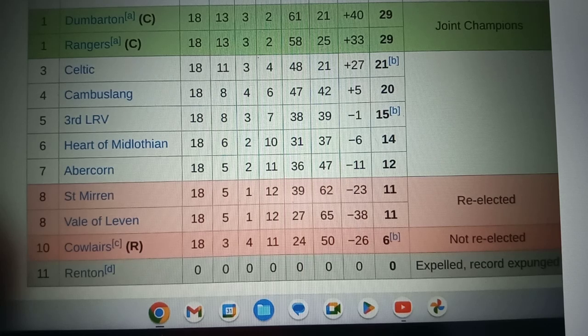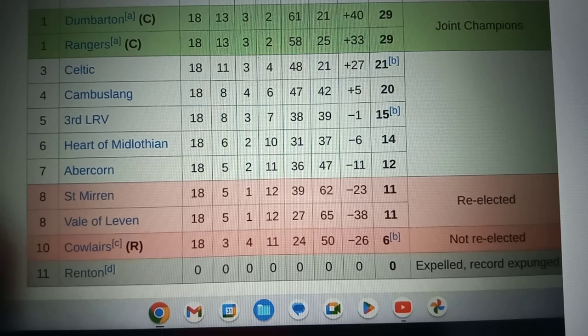There was no time for a replay match. There was a match that was arranged between Dumbarton and Rangers. That drew 2-2 after 90 minutes. And like I said, there was no other time. So they were both claimed as joint champions at the time. There was no goal difference.